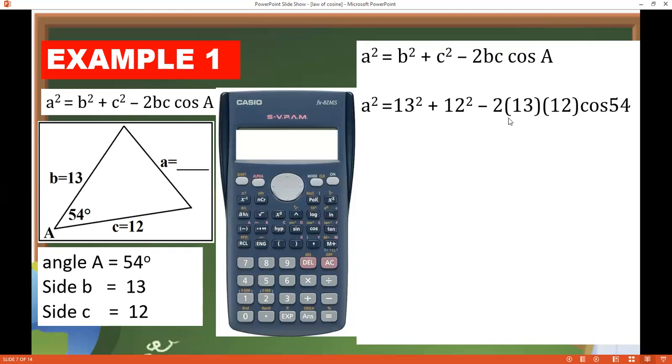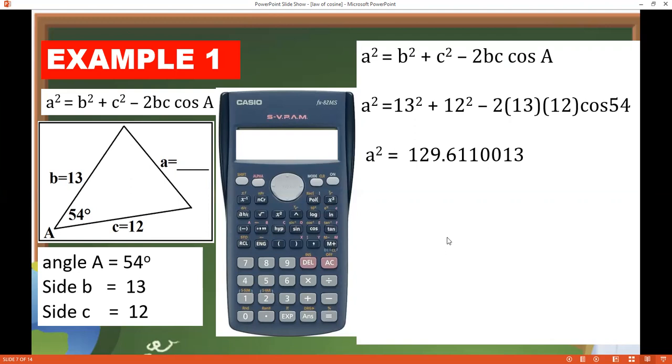Ito, maglagay kayo ng parenthesis para tama yung magiging labas na sagot. So, open parenthesis, then 13, then close parenthesis, then 12. O ganyan din, then cosine 54. Now, kapag pinaras nyo sa calculator, ang lalabas sa sagot is 129.6110013. So kapag hindi nyo yan nakuha, ibig sabihin, it's either hindi kayo nakapaglagay ng parenthesis o kaya naman mali yung pagkaka-input ninyo. So kailangan nyo ulitin.